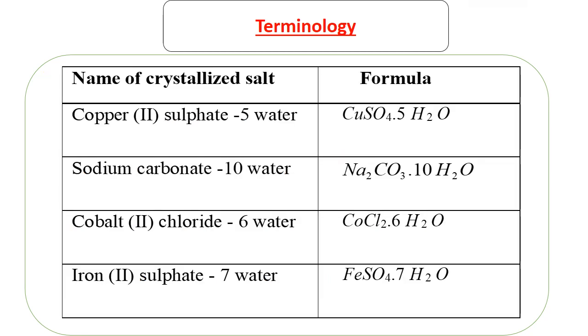Here are examples of hydrated salt, and this is how you can tell that it is a hydrated salt. I've got copper(II) sulphate 5-water. That's the name. Its chemical formula is copper sulphate, of course, then it has 5 water molecules. We have sodium carbonate 10-water, which is this. We have cobalt(II) chloride 6-water, which is this. We have iron(II) sulphate 7-water, which is this.